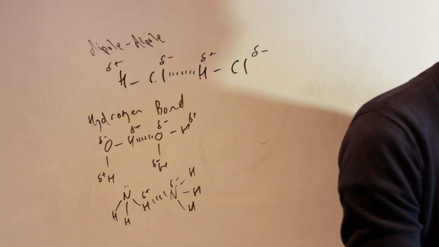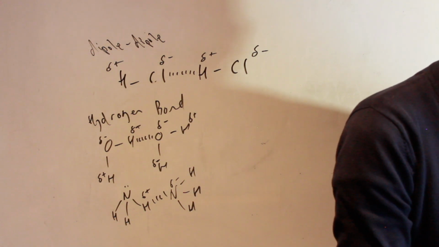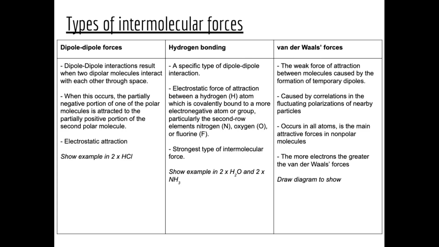However, you can also get temporary dipoles that form just due to the nature of the atom. So the weak force of attraction between molecules caused by the formation of temporary dipoles, caused by correlations in the fluctuating polarizations of nearby particles. It occurs in all atoms and is the main attractive force in non-polar molecules.